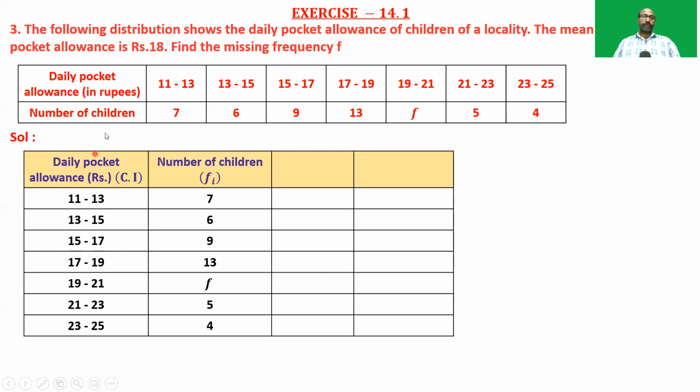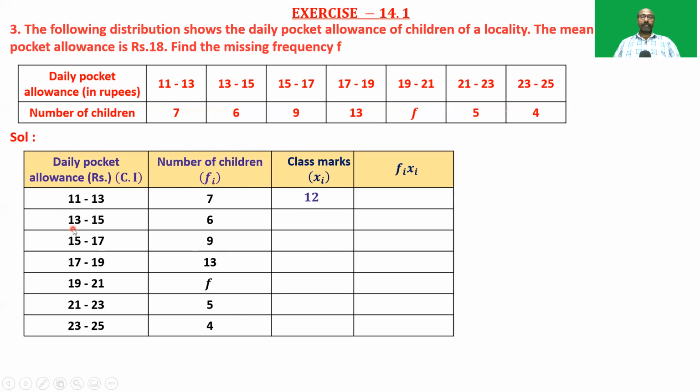So the first column is daily pocket allowances of children, that is class intervals. And the second column is frequencies. And as we know, the third column is class marks, that is 13 plus 11 by 2 is 12. We can easily say that the class mark is the mid value of the given interval. So the value between 11 and 13 is 12.